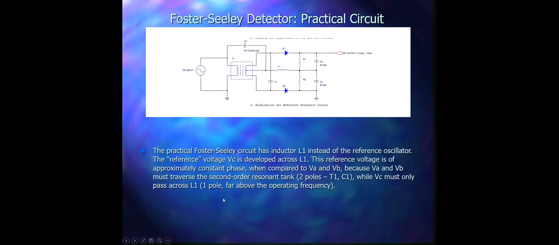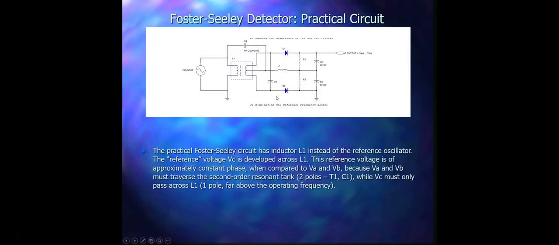So now moving on to the next slide. Here is the third method of FM detection technique, and this is called ratio detection. The ratio detector is a modified form of the Foster-Seeley detector. If you notice, compared to the previous method, one of the diodes here is reversed. In the previous one, they are in the same direction, whereas in the ratio detector, one of the diodes is reversed.